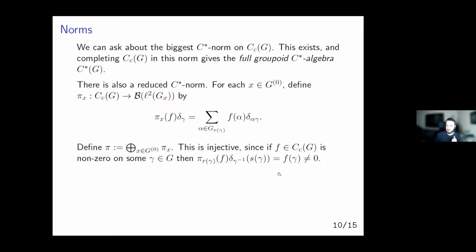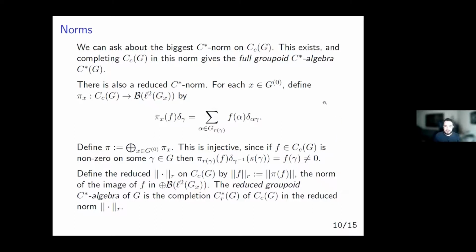This is a back of the envelope calculation I had to do beforehand to make sure this is the right thing. You could trust me that this is equal to this, or you could not trust me, in which case I invite you to do it yourself. But in any case, if f is non-zero at this gamma, then this representation is non-zero. So the only element that pi maps to 0 is 0 itself. So it's injective as a linear map.